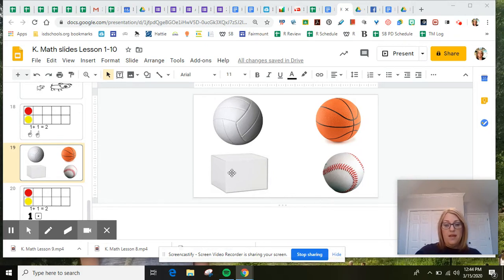Did you say the box does not belong because it's a different shape? That is true. Did you say the basketball does not belong because it's orange and the other items are white? That is true. Maybe you said the box did not belong because the others are balls and it is not. That is true. Take a minute to see what else you might notice.